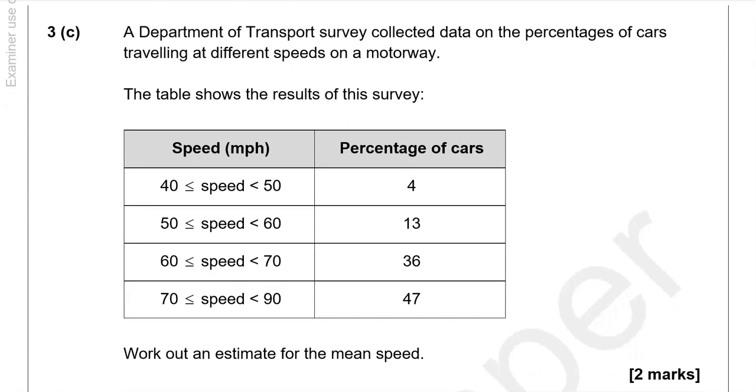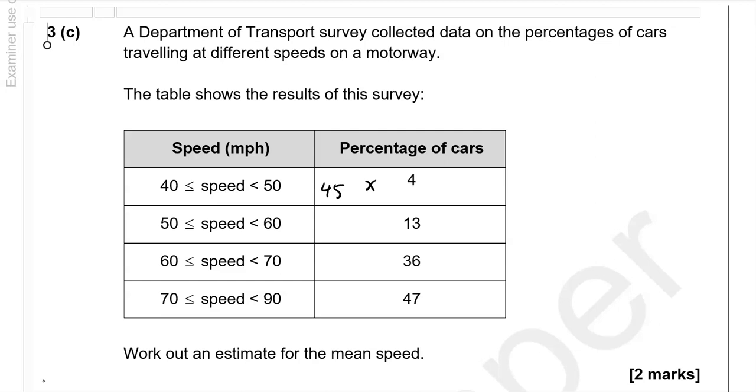A Department of Transport survey collected data on the percentages of cars travelling at different speeds on a motorway. The table shows the results of this survey. Work out an estimate for the mean speed. So we've got a range, so that means we need to work out the midpoint. Between 40 and 50, that would be 45, which we're going to multiply by 4. Between 50 and 60, we get 55 multiplied by 13. Between 60 and 70, we get 65 multiplied by 36. Between 70 and 90, we'd have 80 multiplied by 47.